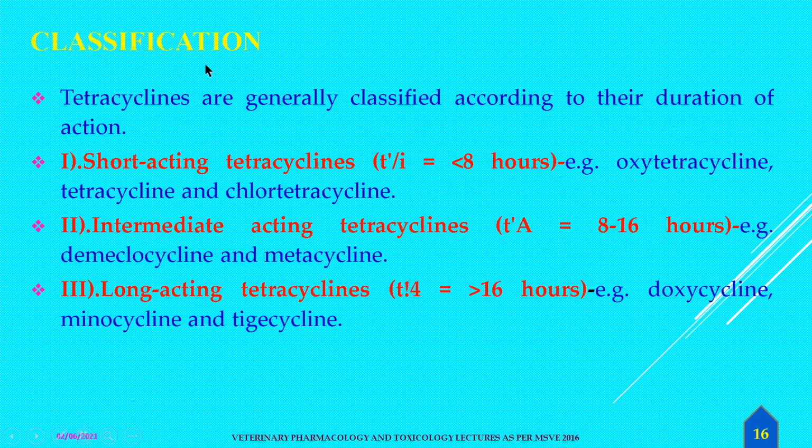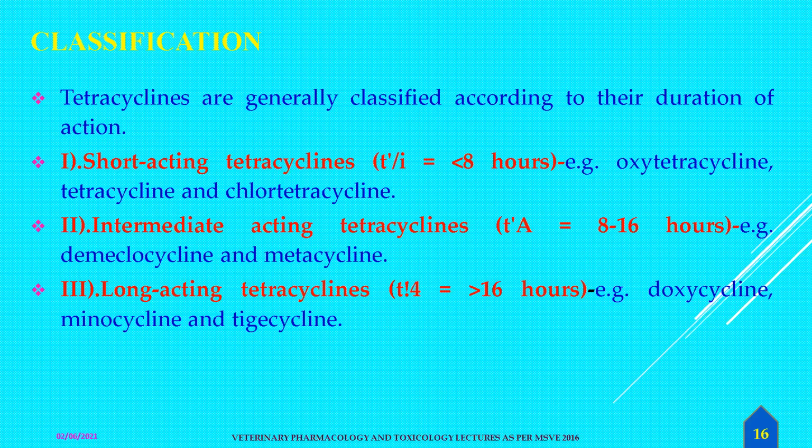Coming to the classification, tetracyclines are generally classified according to their duration of action, or half-life. The first are short-acting tetracyclines, whose duration of action is less than 8 hours. Examples are oxytetracycline, tetracycline, and chlortetracycline. Whereas the intermediate-acting tetracyclines have a half-life of 8 to 16 hours, more than 8 and less than 16 hours. Examples of this category are demeclocycline and methacycline.